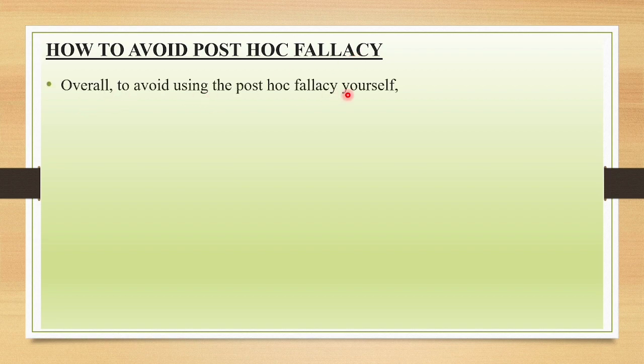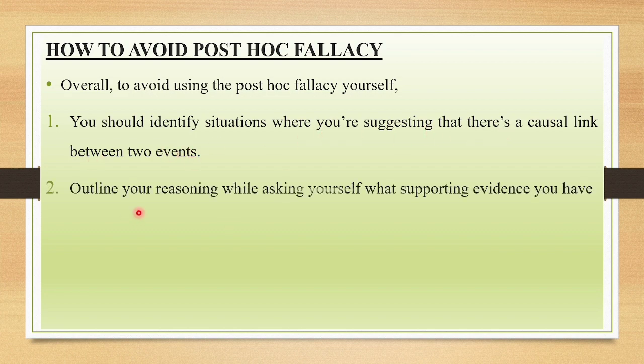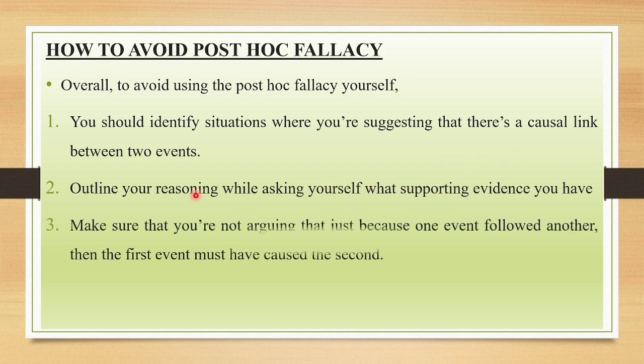So overall, to avoid using the post hoc fallacy, you should identify the situations where you're suggesting that there is a causal link between two events. Outline your reasoning while asking yourself what supporting evidence you have. And third point is make sure that you're not arguing that just because one event followed another, then the first event must have been caused by the second. So coming to the summary.